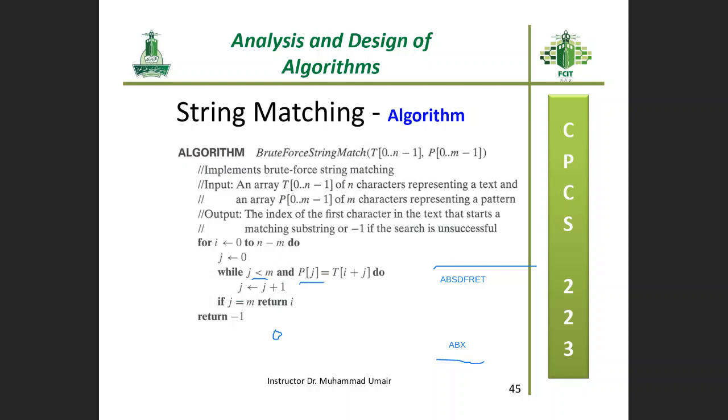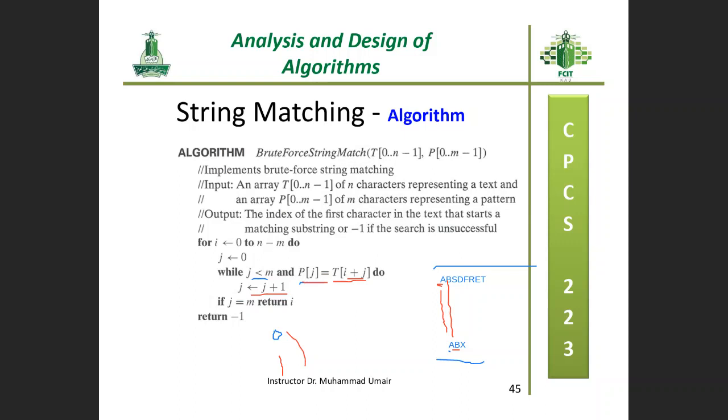So you will compare P of j. P of 0 is A, and it will be compared with T of i plus j. 0 plus 0 is also 0, so A will be compared with A, and both conditions will be true. If both conditions are true, you will increment j, so j will become 1. Now you will iterate again. 1 is less than 3, yes, the condition is true. P of 1, which is B, will be compared with T of i plus j. 0 plus 1 is 1, so B will be compared with B, and this condition is true. Is that clear?